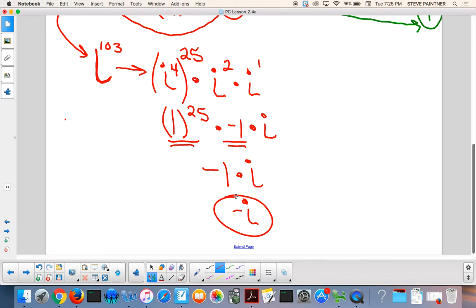Okay, hopefully you have figured this out. There's only 4 answers. One of them is i, one of them is negative 1, one of them is negative i, and one of them is positive 1.